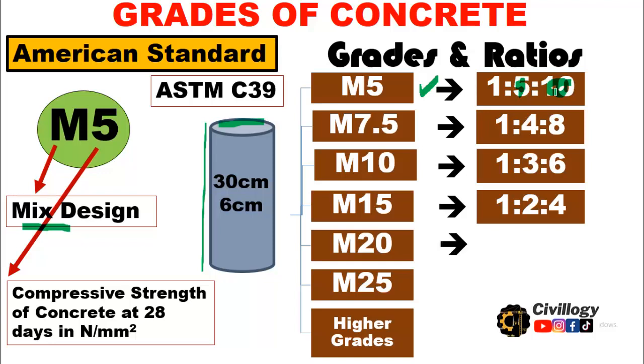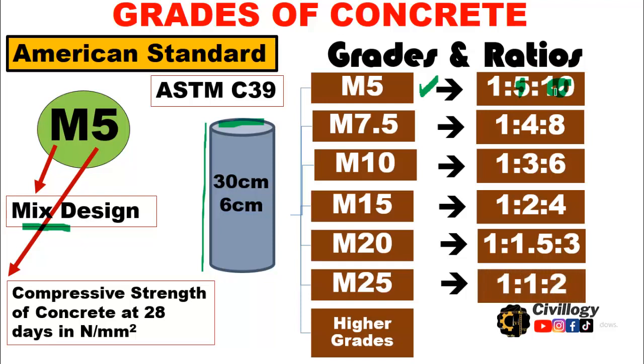1:2:4. Similarly, M20 grade concrete is equivalent to 1:1.5:3, and similarly M25 grade concrete has the ratio of 1:1:2, and then there come higher grades. So these ratios are basically categorized on the basis of their strength, and in American standard these grades are represented, as you can see over here, by M5.